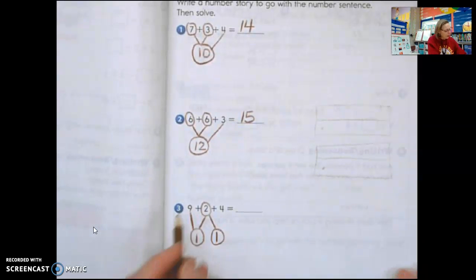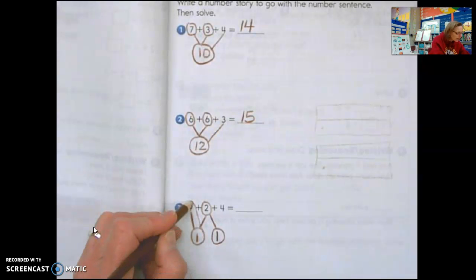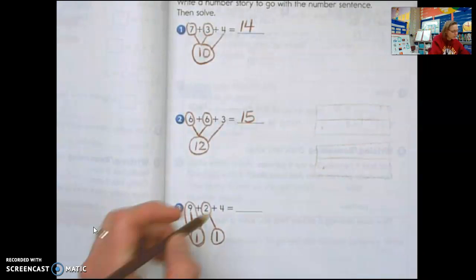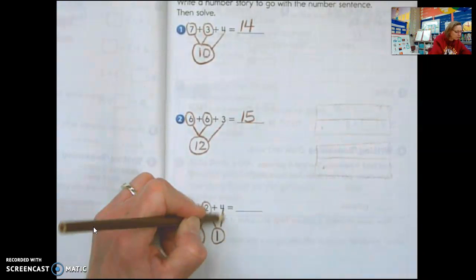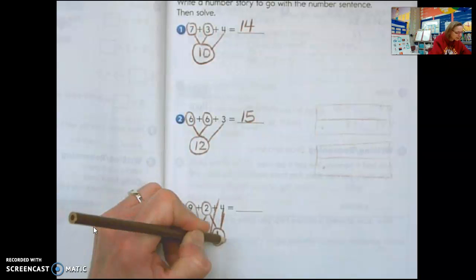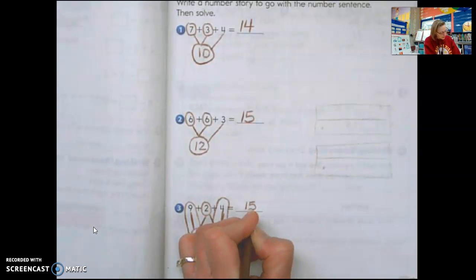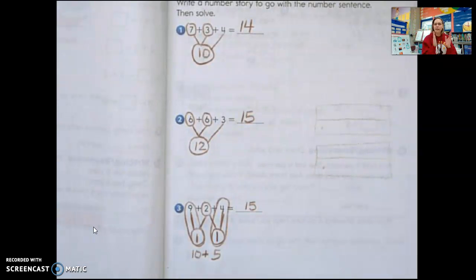Okay, so now we've got 9 plus 1 is a 10, and now we're going to put this one up here with our 4. So 4 plus 1 is a 5. So this is 10, and then this is 5, and we add them together. Oh my gosh, 15. So easy thinking about our 10s.